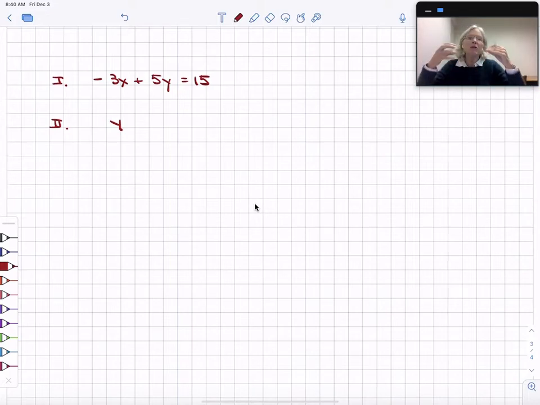All right. Now, to solve by substitution, we have to have one variable isolated in one equation.